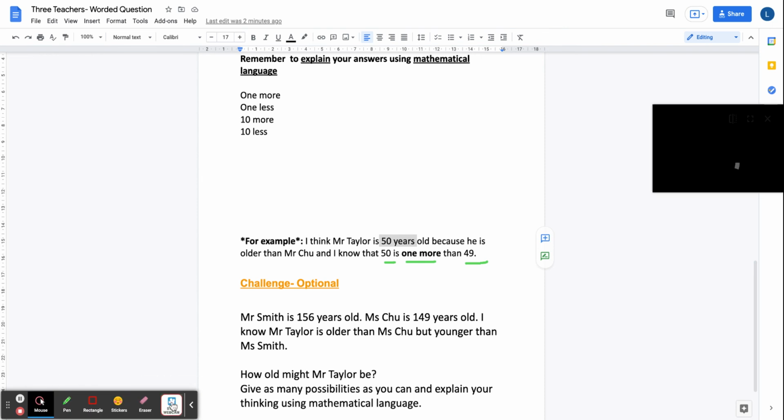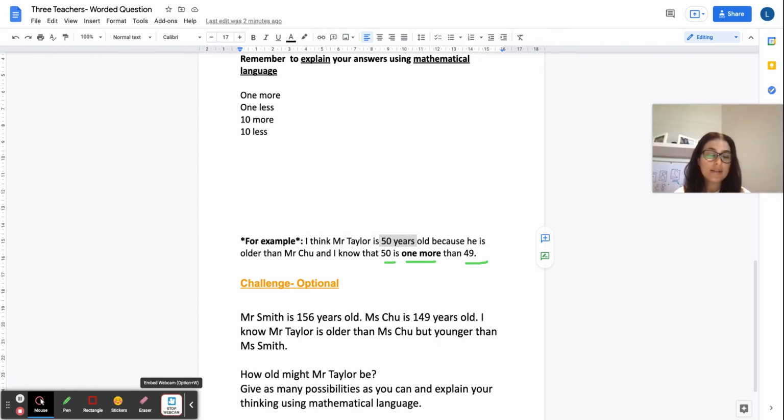Okay, have fun with this task, Year 1. Make sure you read the question carefully, and we'd love to see the many different combinations you come up with and how you explain your thinking.